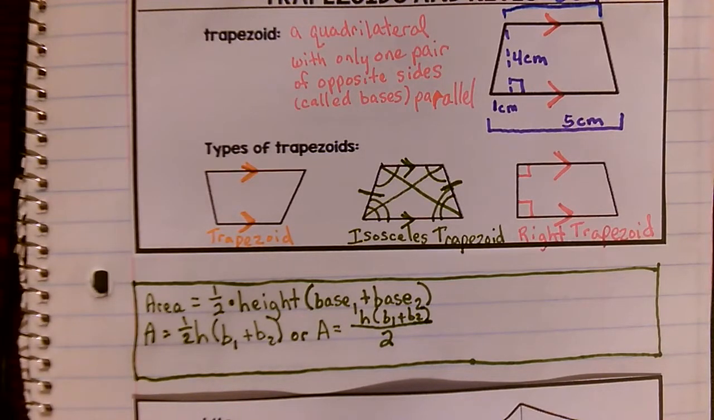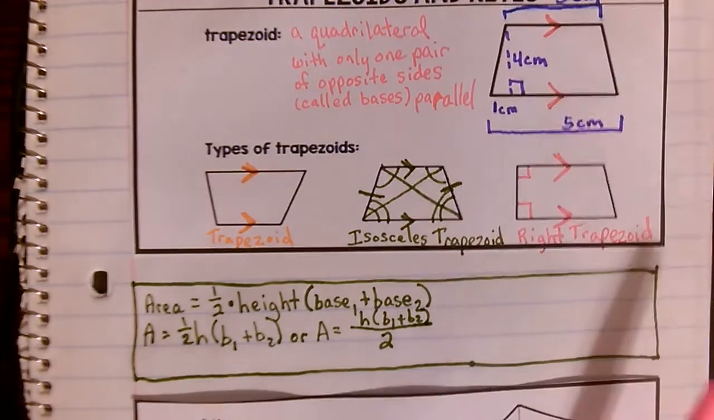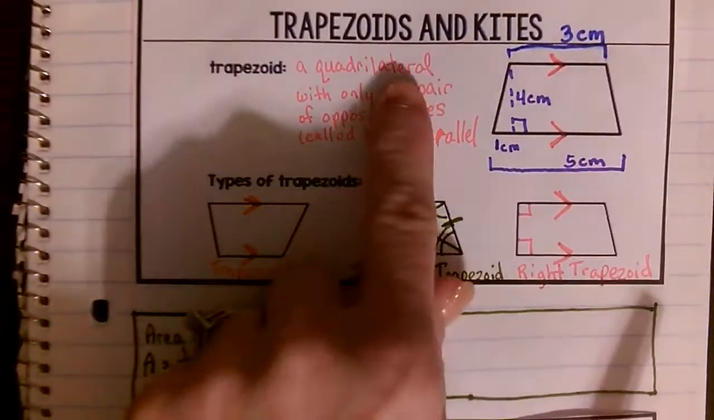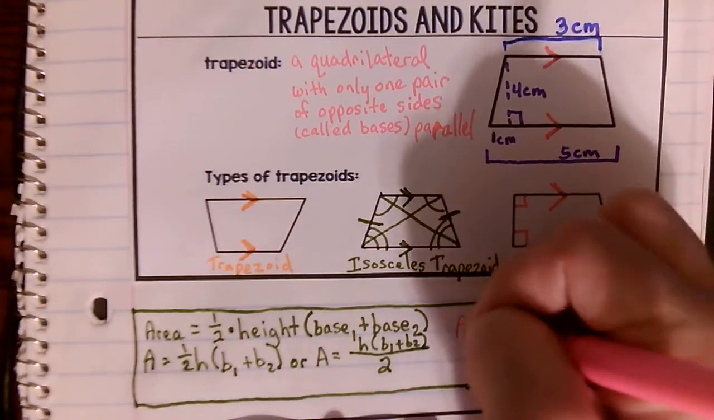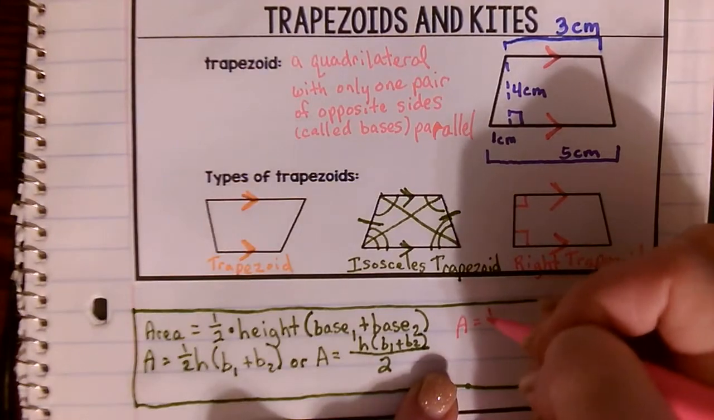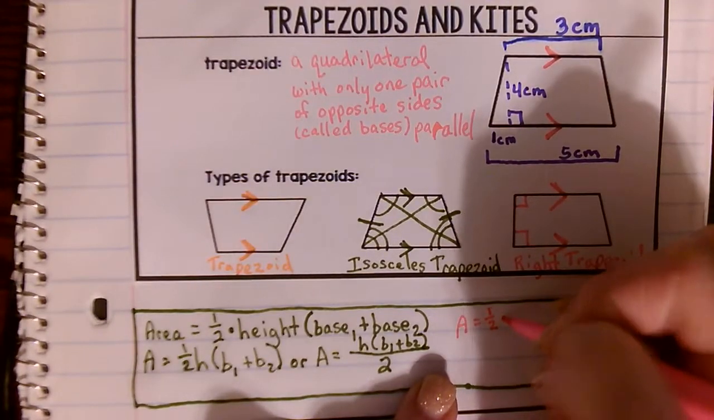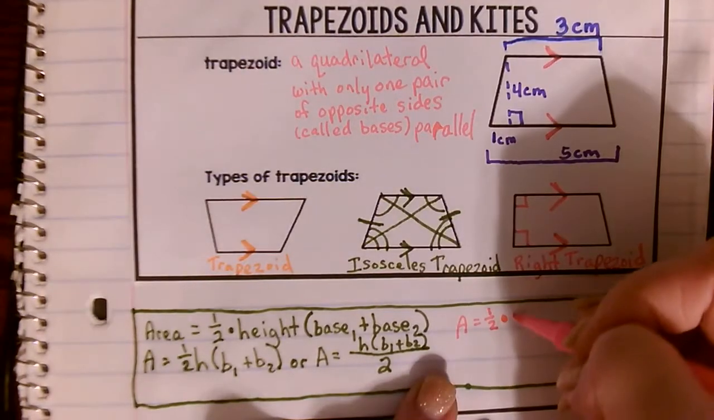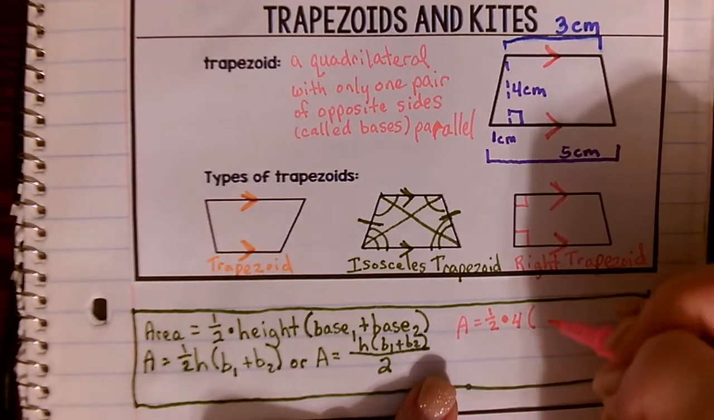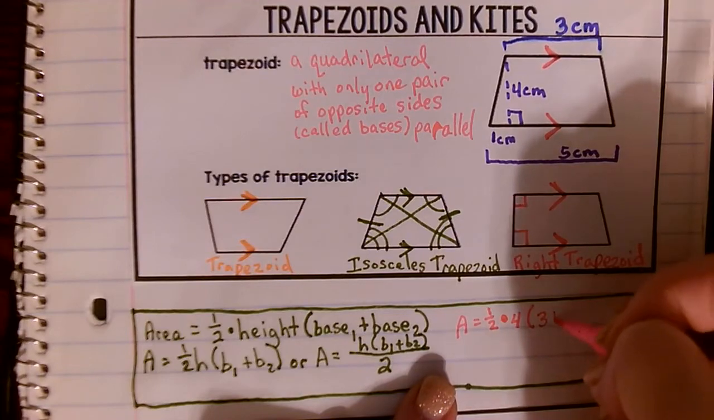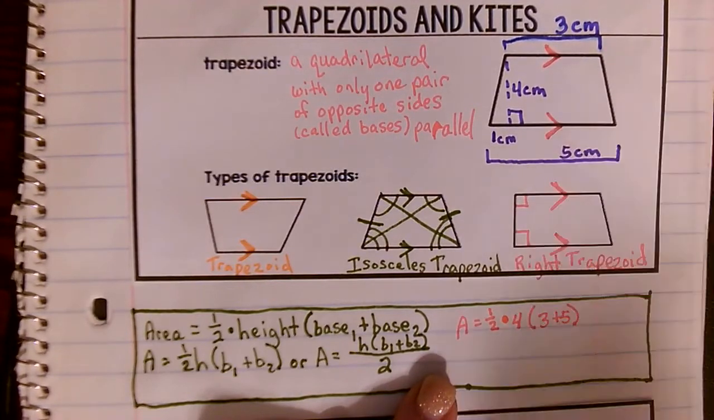Now we're going to solve it. Okay, we're going to go back to this information right here. Okay, and let's substitute in. A equals 1/2 times the height, which is 4, parentheses, times the quantity of base 1 plus base 2, which is 3 plus 5.